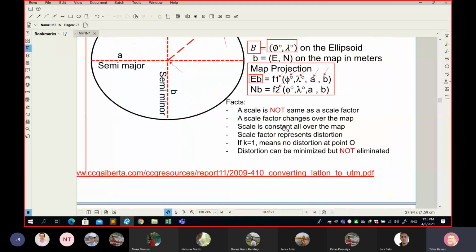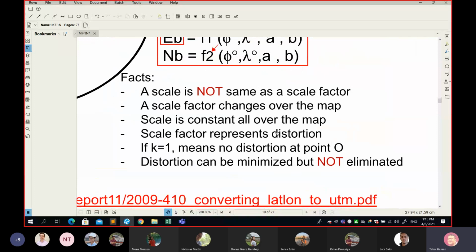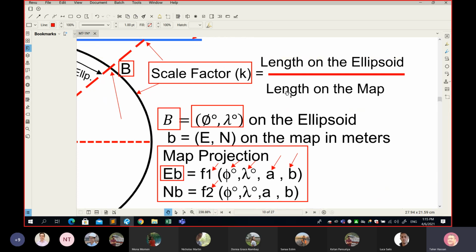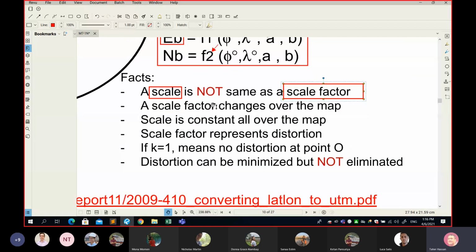Now, great. Those are very important for the scale factor. Number one, a scale factor is not the same as a scale. Remember, scale is 1 to 1,000, 1 to 100, 1 to 1 million. How about the scale factor? The scale factor is something that ranges around 1 because it's a distortion. It represents how much distortion, while the scale itself is a ratio between a distance on the site and a distance on the map. So please don't confuse a scale with a scale factor.